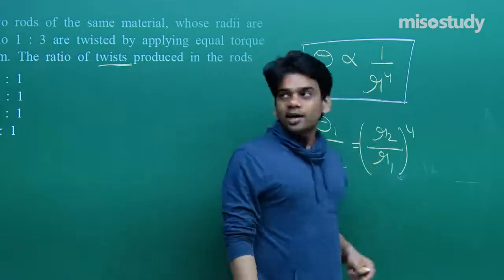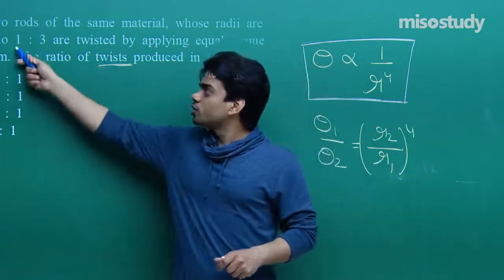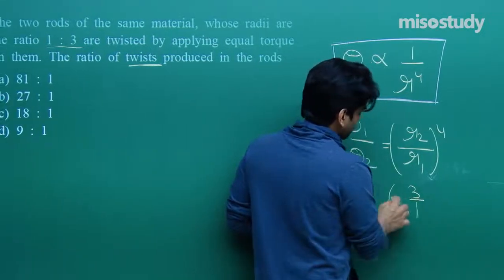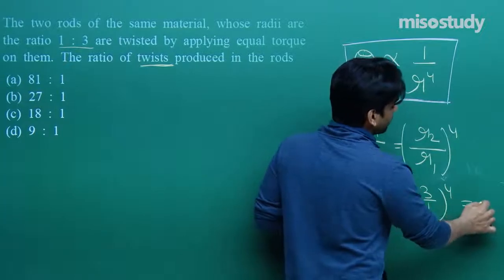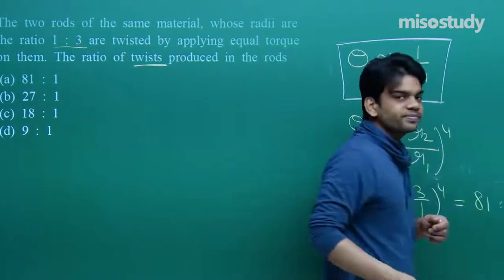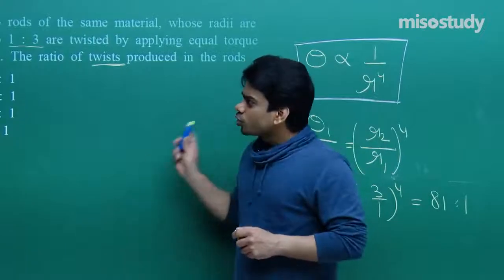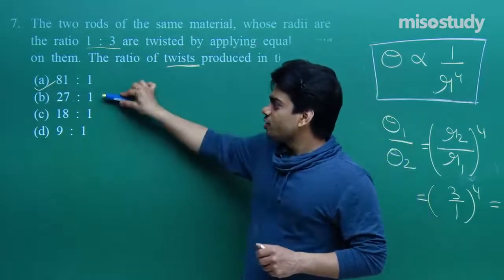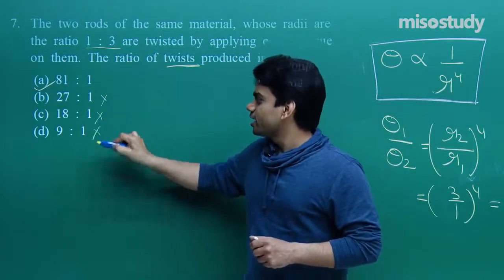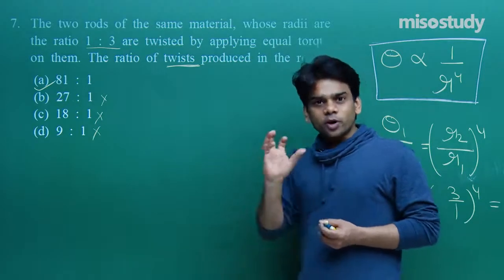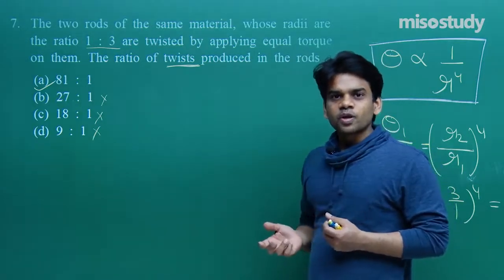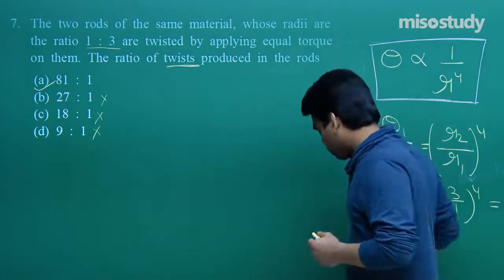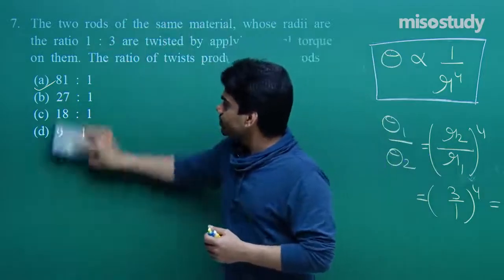Given that the radii are in the ratio r1 by r2 equal to 1:3, r2 by r1 will be in the ratio 3:1. So (3 by 1) to the power 4, you will get 81:1. 3 to the power 4 is 81:1. So 81:1, option A correctly matches our answer. A is the correct answer. 27:1 is incorrect, and the others are incorrect. Whenever you are twisting a rod, as I have discussed in class also, for equal torque the angle of twist is inversely proportional to r to the power 4.